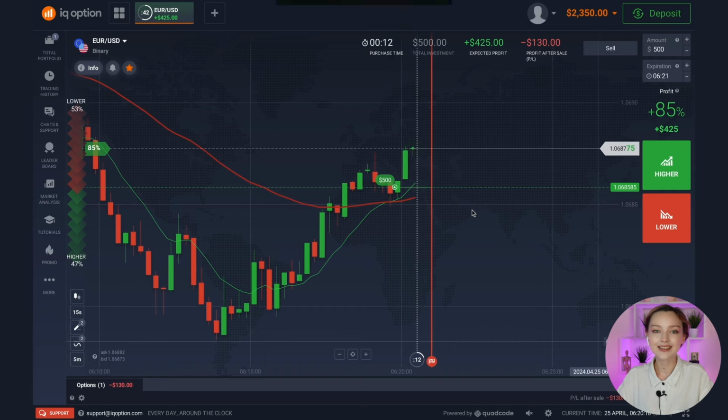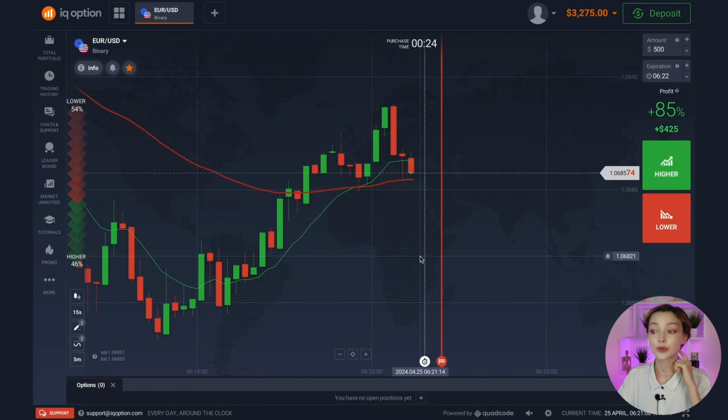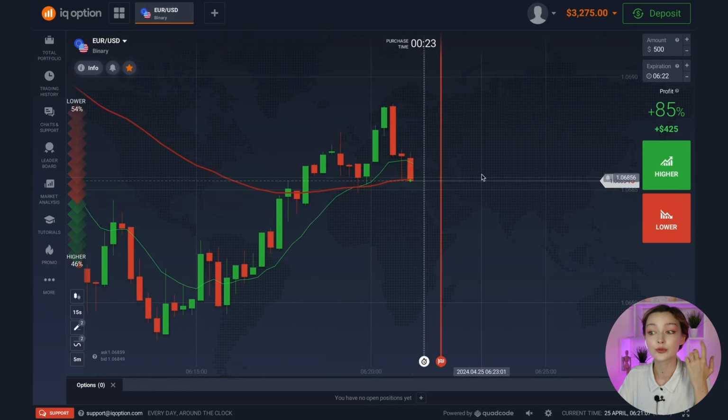Let's observe the process together. So guys, the trade has closed. It was really close to the entry point. I think we can try and place another one upwards just as well. Most importantly, the price shouldn't fall below the red line right here. We're placing our trade. Overall, the whole situation is quite simple.